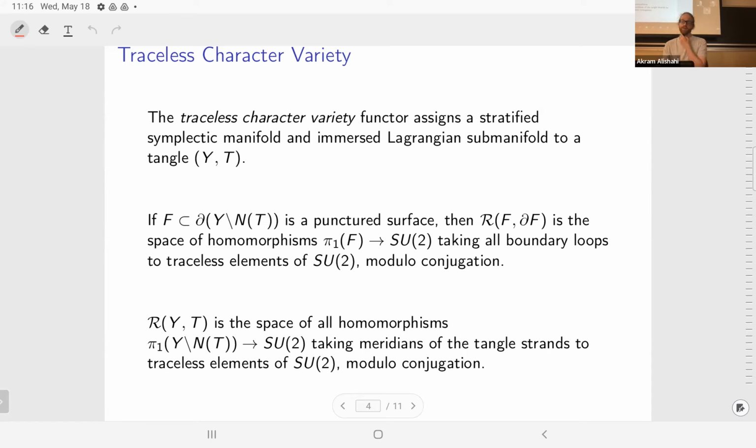We can do basically the exact same thing for the complement of a tangle. Now we're going to ask for generators of pi1 of the complement of the tangle corresponding to meridians of the tangle strands. We're going to ask that those go to traceless elements of SU2. And then again, we're going to mod out by this conjugation action. So I have a traceless character variety for the punctured surface, and I have a traceless character variety for the complement of the tangle. And the traceless character variety for the complement of the tangle maps into the traceless character variety of the punctured surface in its boundary as an immersed Lagrangian.